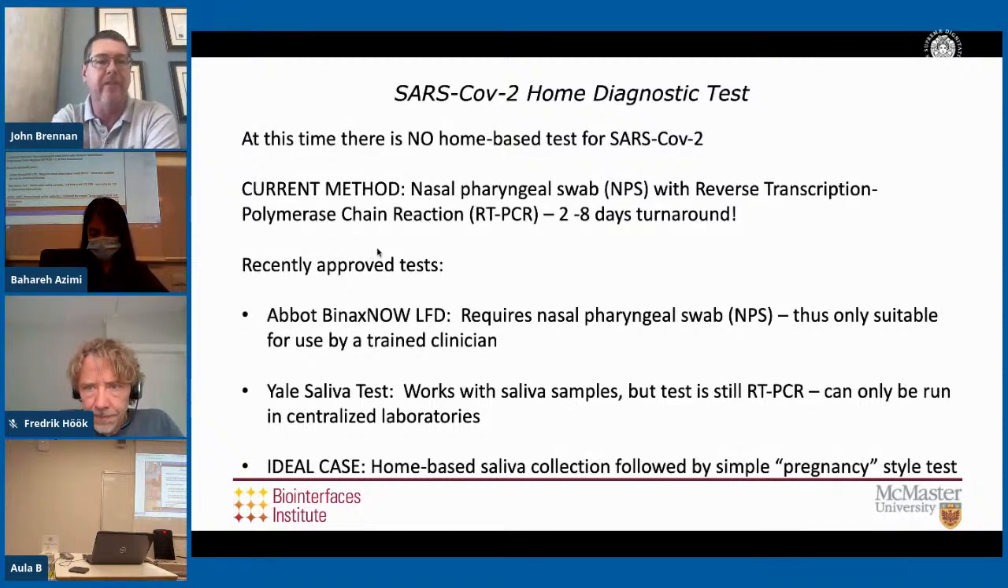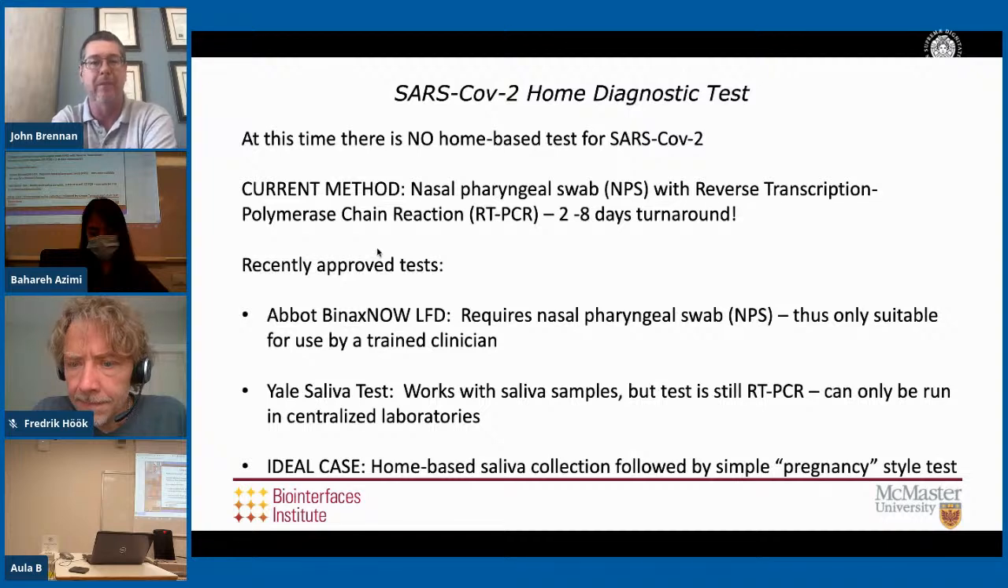So to address this, Abbott has just recently, in the last 2 weeks, put out the BinaxNOW lateral flow device, but this still requires nasopharyngeal swabs as the sample. So this can only be done at a clinic because you cannot collect your own NP samples. Yale, a few weeks ago, talked about a saliva test. So this works with saliva samples, but you have to collect the saliva at home and then send it in, and it's tested by the standard RT-PCR method. So again, this can only be run in a centralized lab.